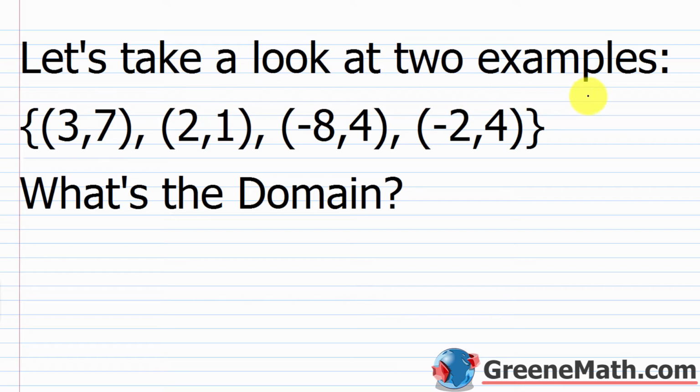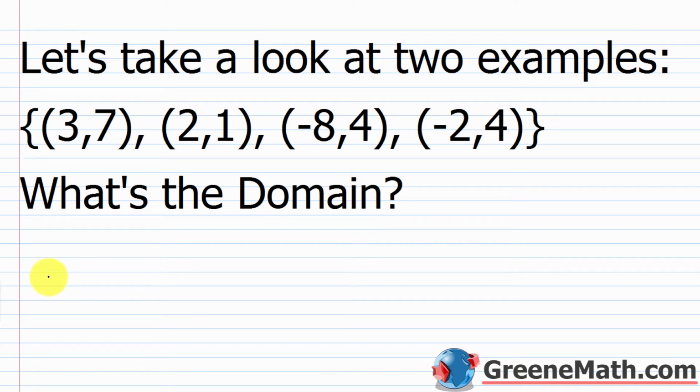So let's take a look at 2 examples. We have this set of ordered pairs. And again, when you have a set of ordered pairs, it makes up a relation. So the first ordered pair is 3, 7. The second one is 2, 1. The third one is -8, 4. And the fourth one is -2, 4. Now it says, what is the domain?